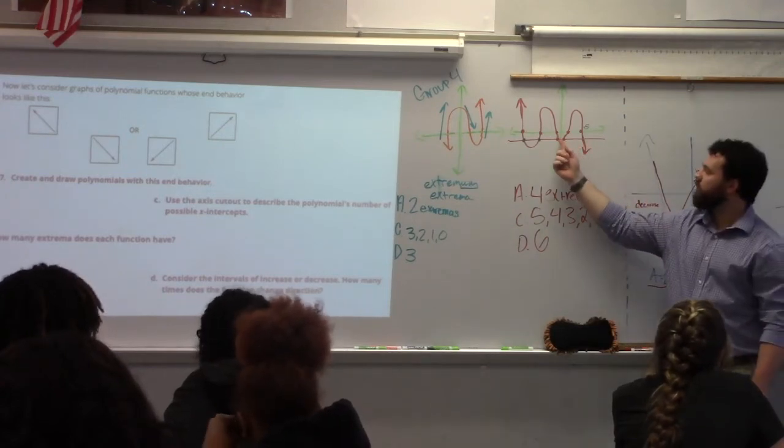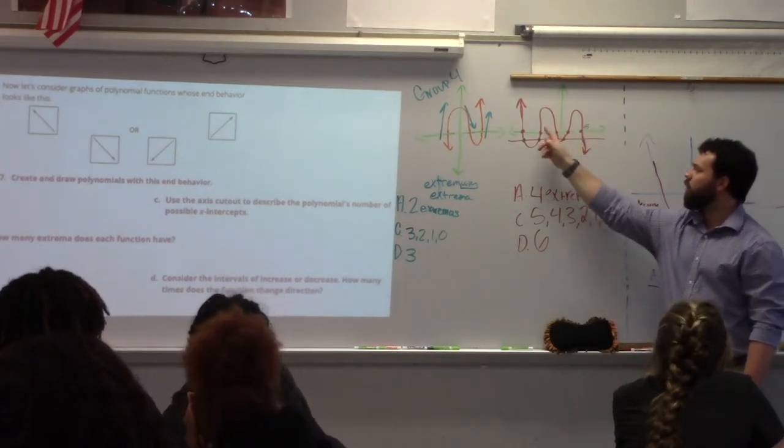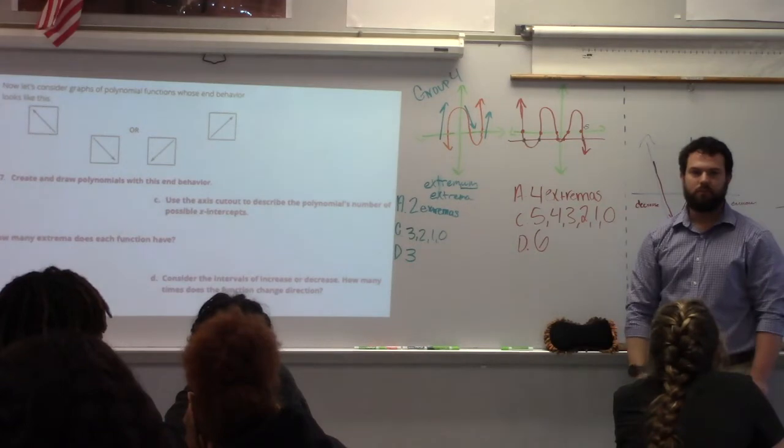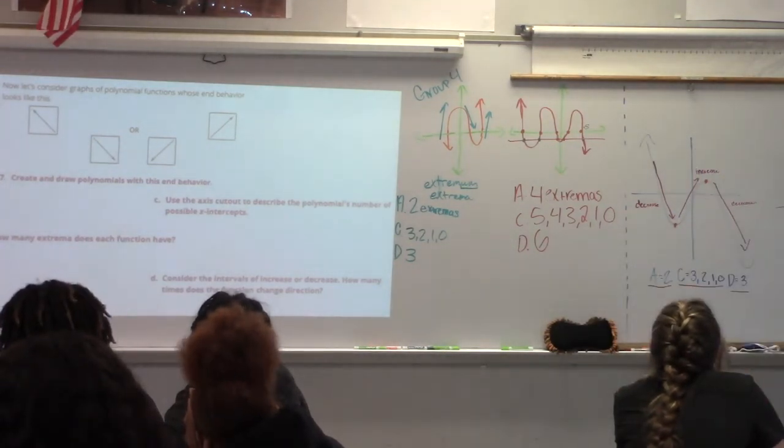If you look right here, it depends on where the x-axis is, right? But I see 1, 2, 3, 4, 5 x-intercepts, right? So probably a 5th degree, right? I see a lot of traditional cubics, right?